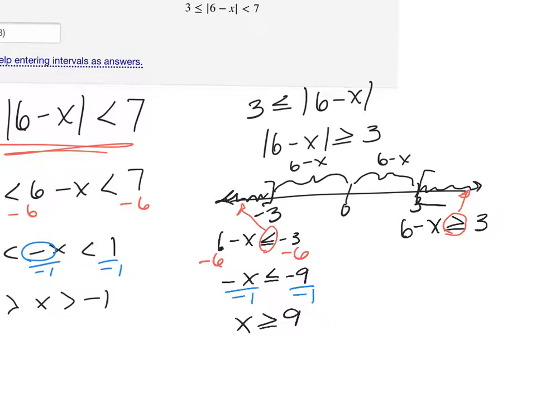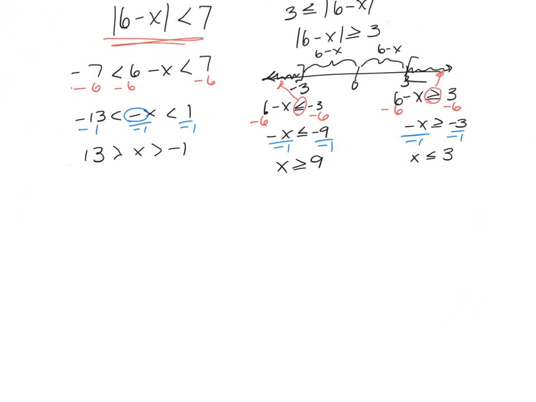Now we're going to solve this one, so I'm going to subtract off 6 here and here. Negative x is greater than or equal to negative 3. Divide or multiply by negative 1, which means I have x is less than or equal to positive 3. Now I need to bring all of this information together. So if I were to draw the solution of this side, here is 3 and here is 9. So that's where that part is.